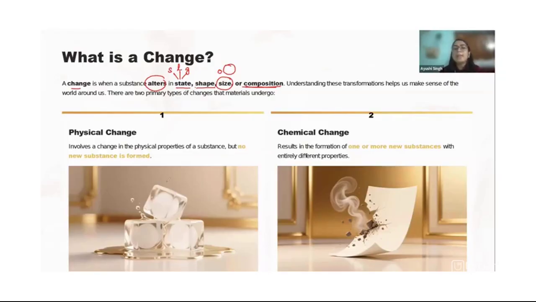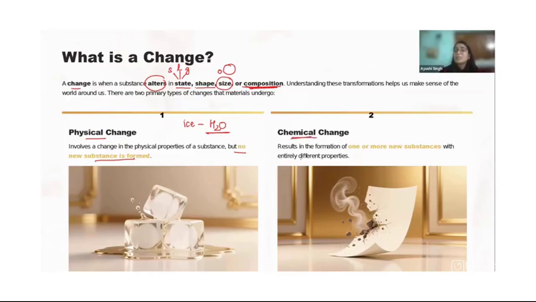Now we can categorize them into two types of changes, physical and chemical. A physical change is usually a change, and I'm saying usually, where no new substances form. That means the water which I kept in the freezer, when I took it out, it became ice, but the composition remains the same. What is it? H2O. It is made up of H2O. So this is still water, right? So no new substances formed here.